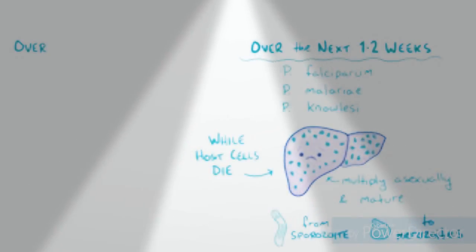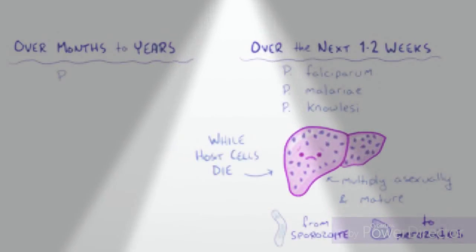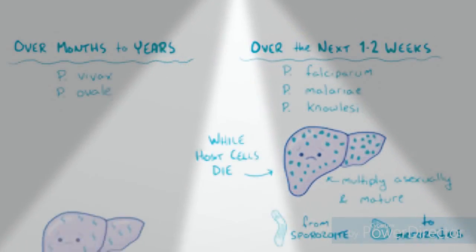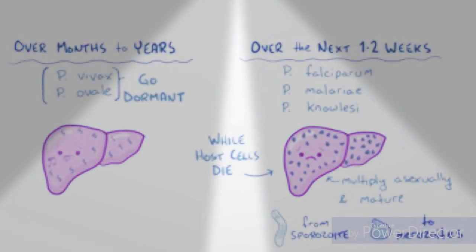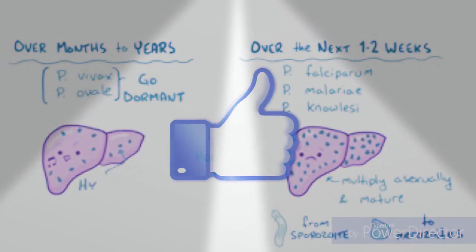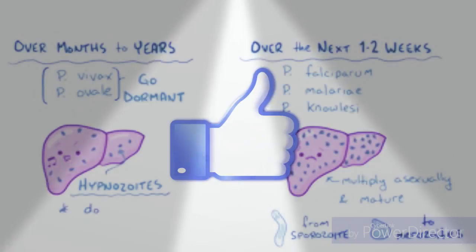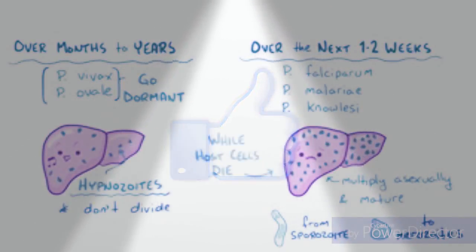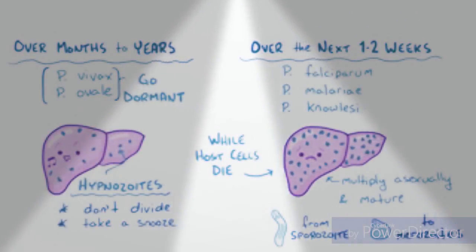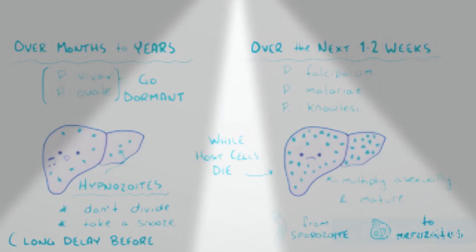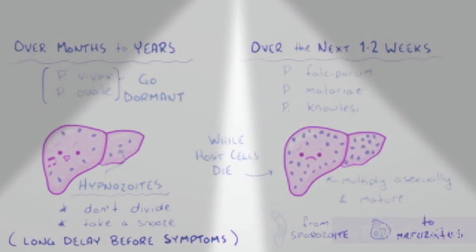In contrast, over the next few months to years, Plasmodium vivax and Plasmodium ovale sporozoites enter into a dormant hepatic phase, where they're called hypnozoites. Hypnozoites don't divide. Instead, they snooze for a period of time before entering the process of schizogony, causing a long delay between the initial infection and symptoms from the disease.